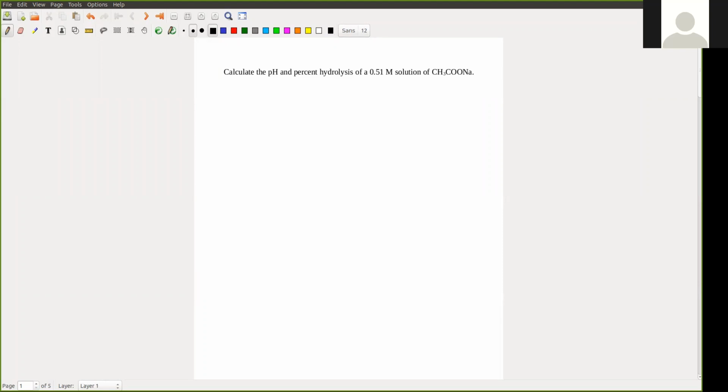Now, for all salts, sodium acetate being one of them, they will completely dissolve in solution, or dissolute. And that means that this sodium ion will break off of the acetate ion. So you'll be left with Na+ and CH3COO-.